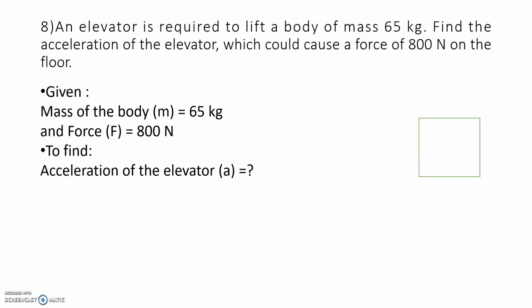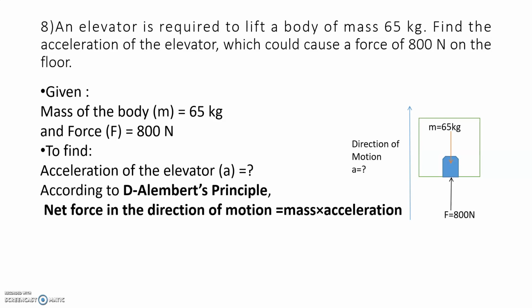Okay, first of all, draw the force diagram. We have an elevator and a body of mass 65 kg, and we are given the force exerted as 800 Newton, and it is also given that the motion is in the upward direction. What we have to determine is the acceleration. Here also the same procedure as the previous one. Apply D'Alembert's principle: net force in the direction of motion equals mass into acceleration. That is F minus mg equals ma. Substituting the values, we get the acceleration as 2.5 meter per second square.